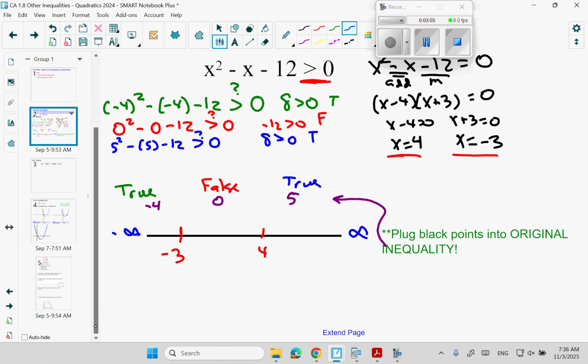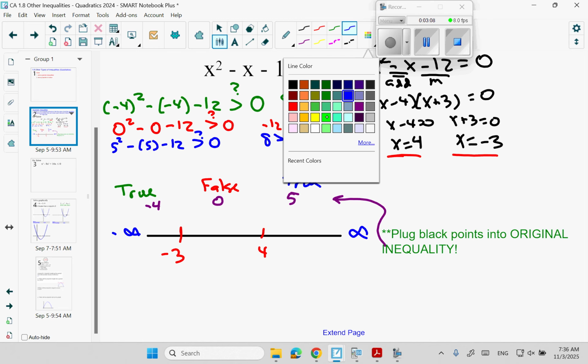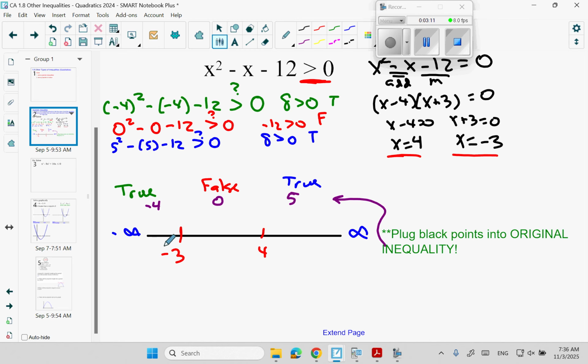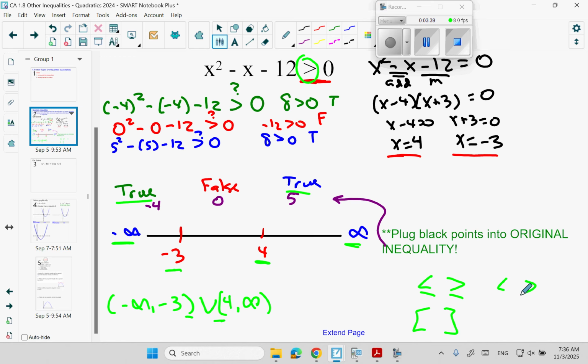So now my answer is a representation of everywhere that my inequality was true. So in this case, negative infinity to negative 3 was true, as well as 4 to positive infinity was true. So I'm back to interval notation. Because I just have a greater than sign, I know these have to be parentheses. Remember, if I have the equal to, that's when I get the brackets. Otherwise, parentheses. And then also a reminder that infinity and negative infinity always have parentheses.